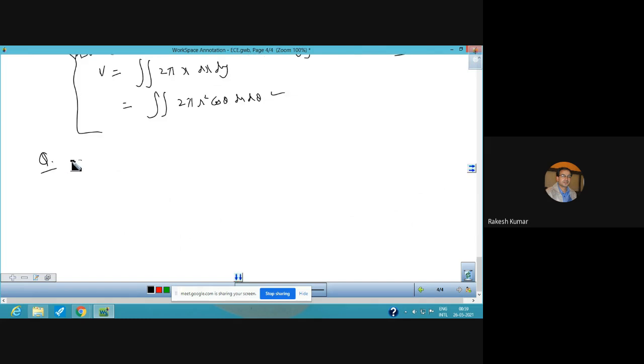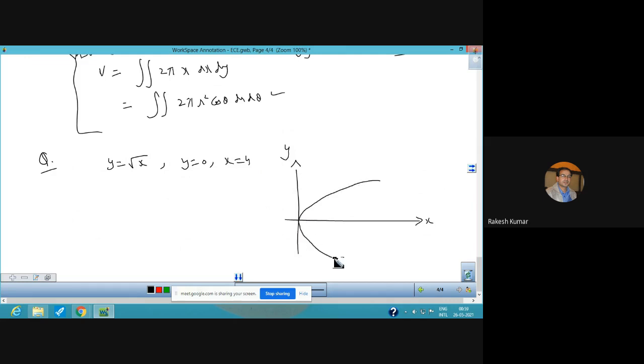So we have a numerical question. Find the volume of the solid of a revolution when the area bounded by the curves y is equal to square root x, y equal to 0, x is equal to 4 is revolved about x-axis. Now they are saying that it is revolved about x-axis. So this is x-axis and this is y-axis. Clearly, this is y square is equal to x. So y square is equal to x is a right-handed parabola. So this is y is equal to square root x, and x is equal to 4.